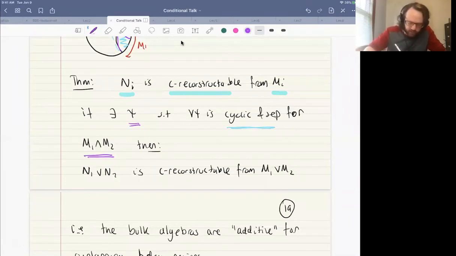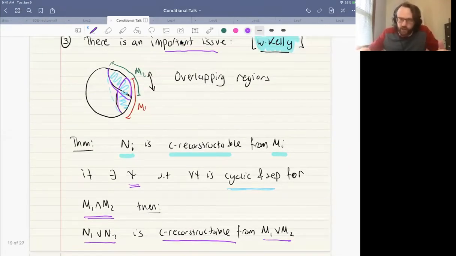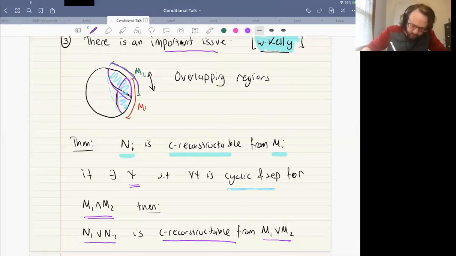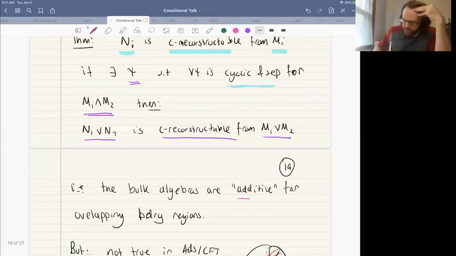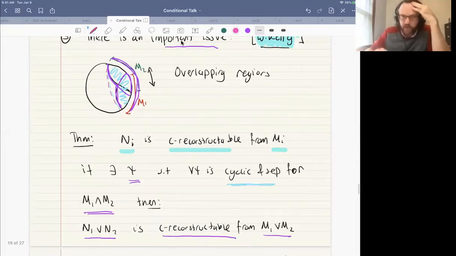Then you can show that the bulk algebra N1 union N2, or the things generated by N1 and N2, is C reconstructible from M1, M2. That means that the bulk algebra associated to the union of M1 and M2 is this region. At least if this picture was to make sense as a consistent story. And indeed, we know that that's not true, because we know that it's this region. So this property is called additivity. It means that the bulk algebra associated to the boundary algebra is additive.